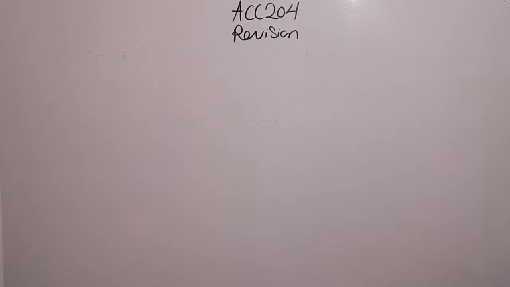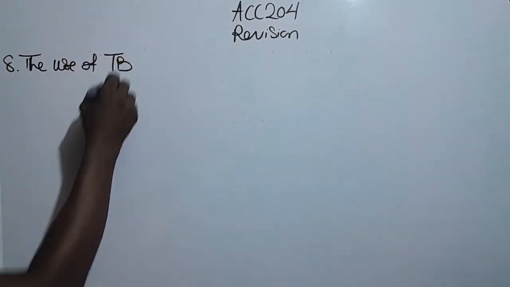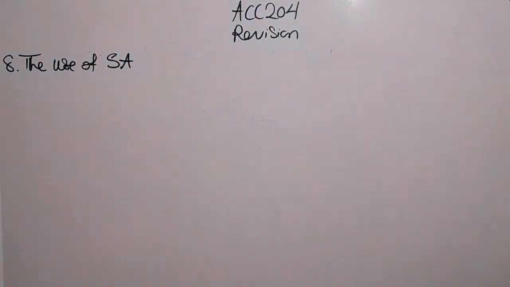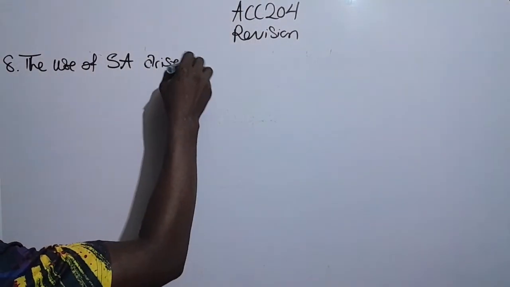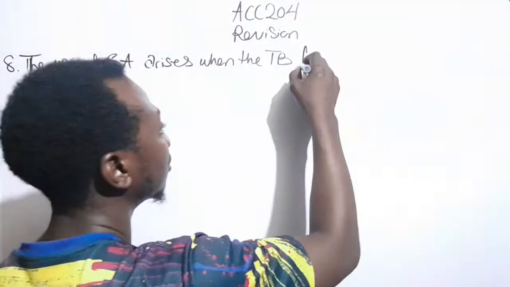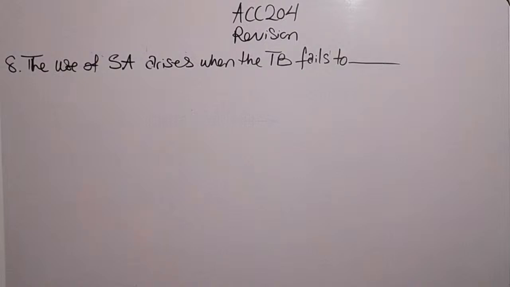The use of suspense account arises when the trial balance fails to balance. That should be question 8. The use of suspense account arises when the trial balance fails to dash. Yes, fails to balance.